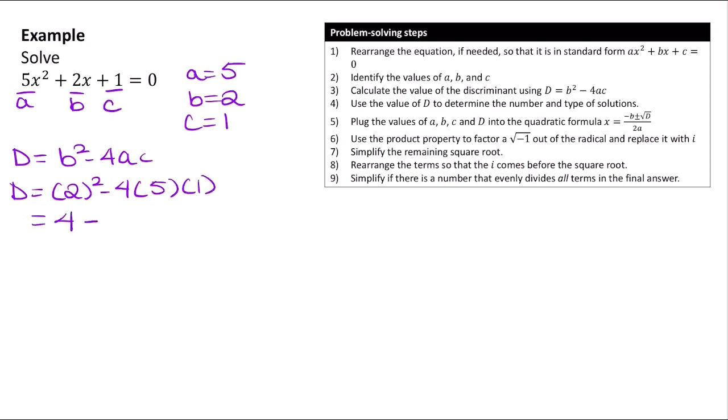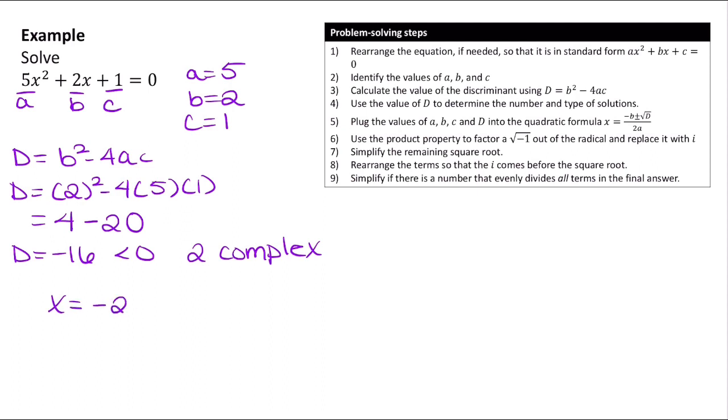So we have 4 minus 4 times 5, which is 20, and 20 times 1 is just 20. So we have d equals negative 16. That is less than 0, so I know that I'm going to have two complex solutions to this quadratic equation. Let's go ahead now and figure out those solutions. We have x equals negative b, so negative 2, plus or minus the square root of the discriminant, the square root of negative 16, all over 2 times a, which is 2 times 5.